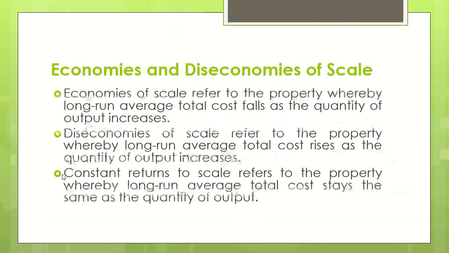And the last one is constant returns to scale. Constant returns to scale refers to the property whereby long-run average total cost stays the same as the quantity of output changes. That means when long-run average total cost does not vary with the level of output, then they are said to be constant returns to scale. And we can see it from the diagram as well.